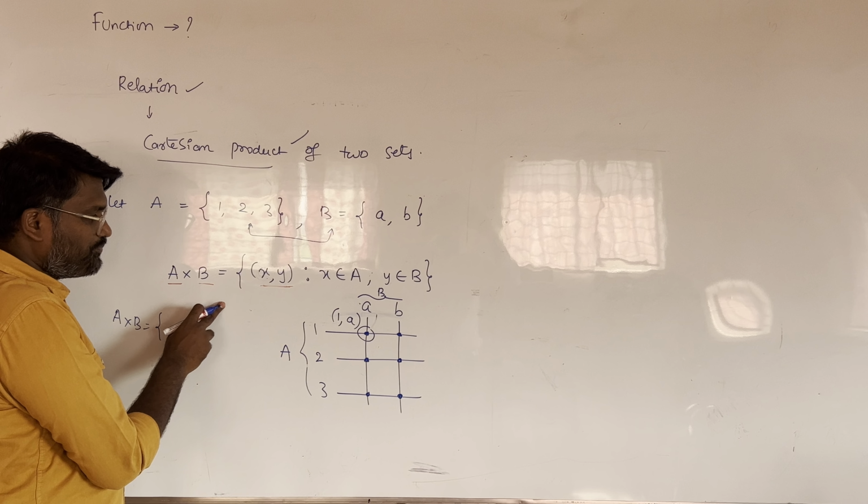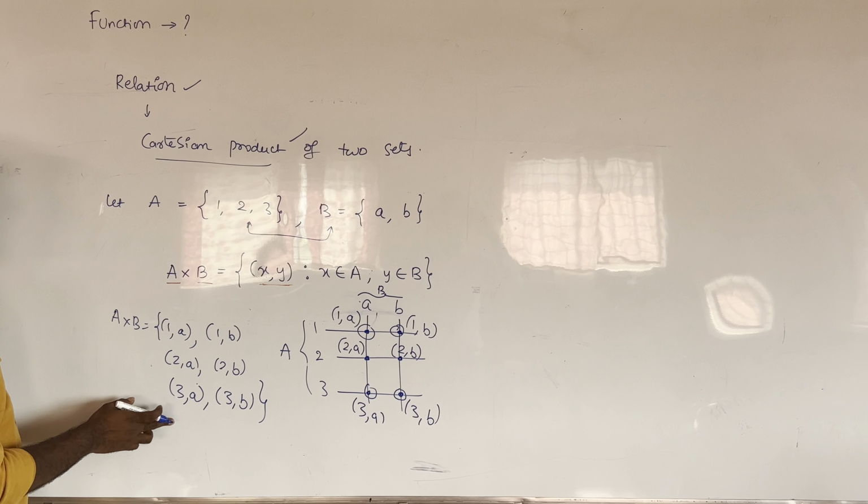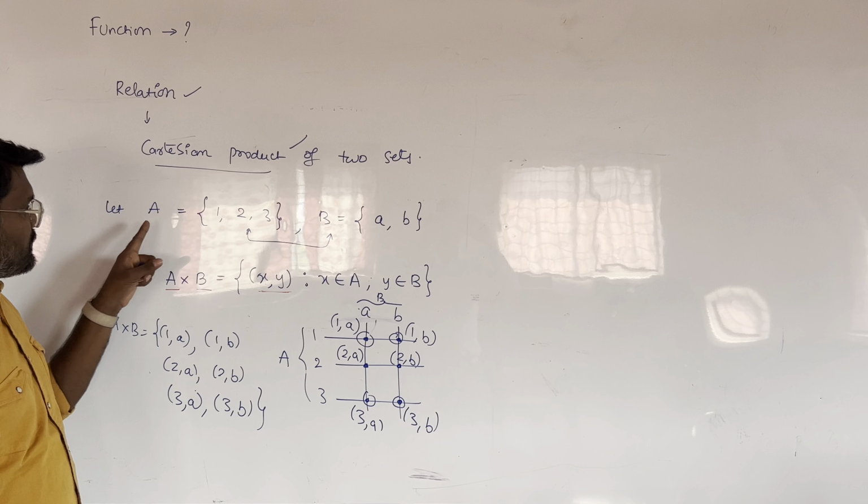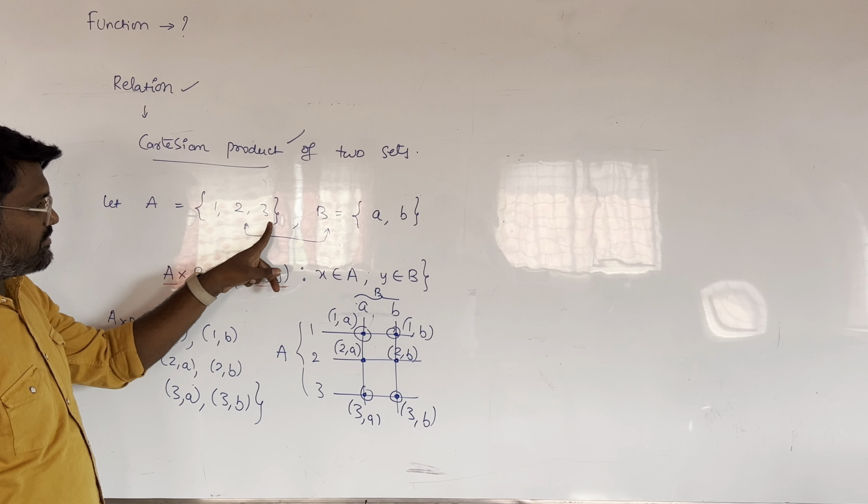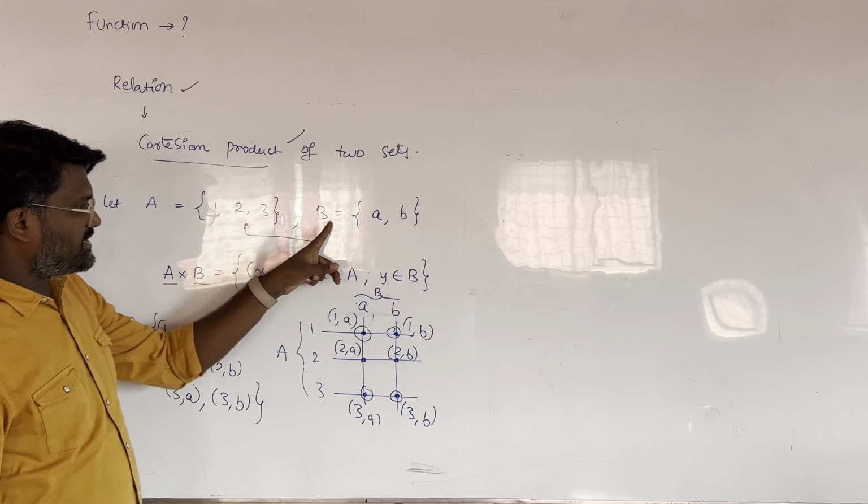That means 1, comma a and then 1, comma b, which is this one. Similarly, 2, comma a and then 2, comma b. So this is 2, comma a and this is 2, comma b. And in the same way, this is 3, comma a and this one is 3, comma b. So this is very simple. This is the Cartesian product of two given sets, where the first set contains 3 elements and the second set contains 2 elements.